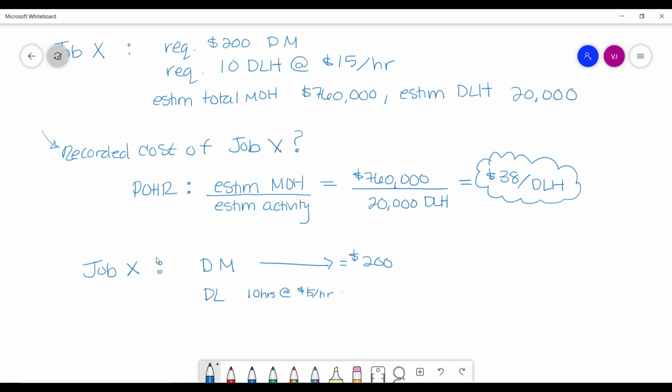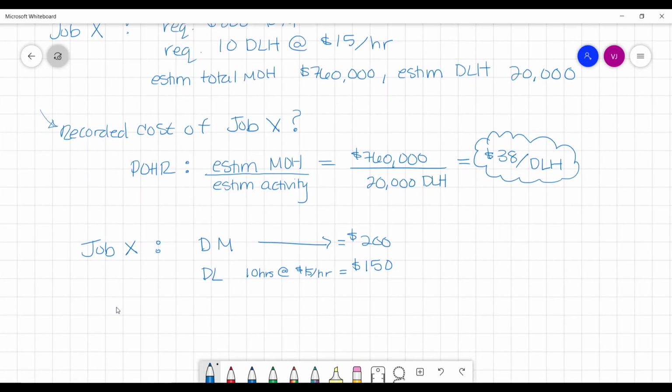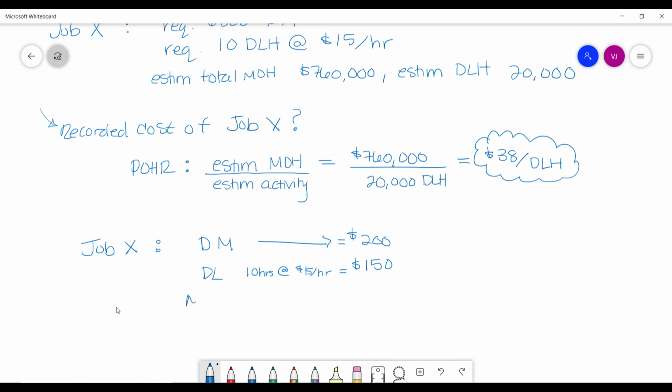Okay? So what does that come out to in terms of direct labor cost? That should be $150. So the only missing piece here, let me scroll up a little bit, is the manufacturing overhead component of this job, right? These two costs right here were traced directly, but we're going to allocate manufacturing overhead to this job.